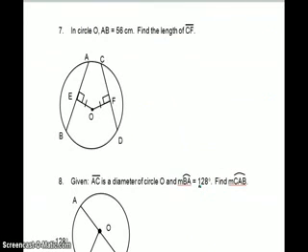Number 7. Circle O, AB equals 56 centimeters. Find the length of CF. Okay, AB is this whole distance here. It's 56, so I usually cut that in half. Cut this 28 and this 28. We know if these are equidistant from the center and they're both parallel, that means these are going to be the same as these over here. So this is going to be 28 and this is going to be 28. So CF equals 28.